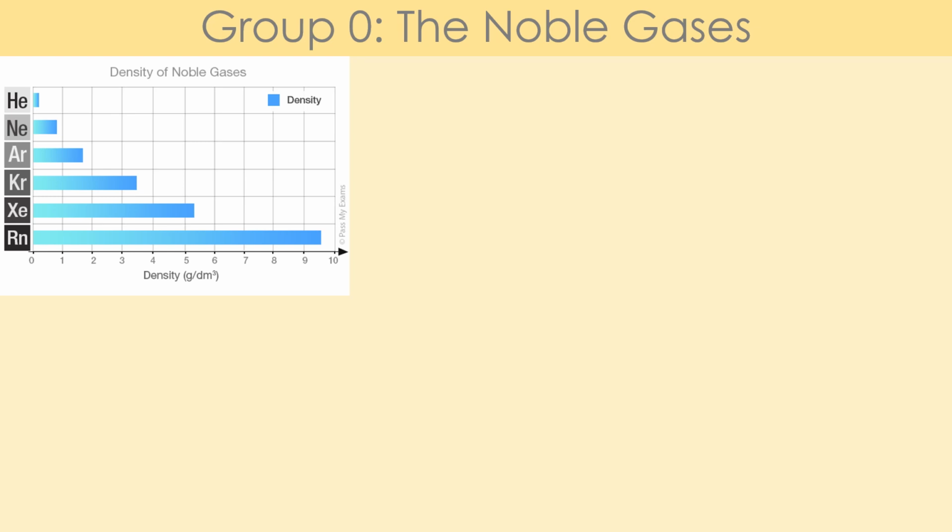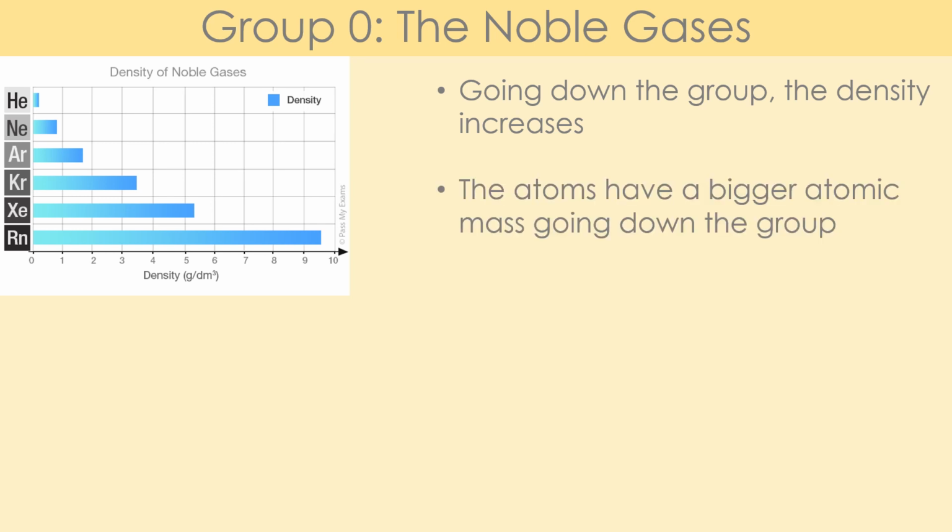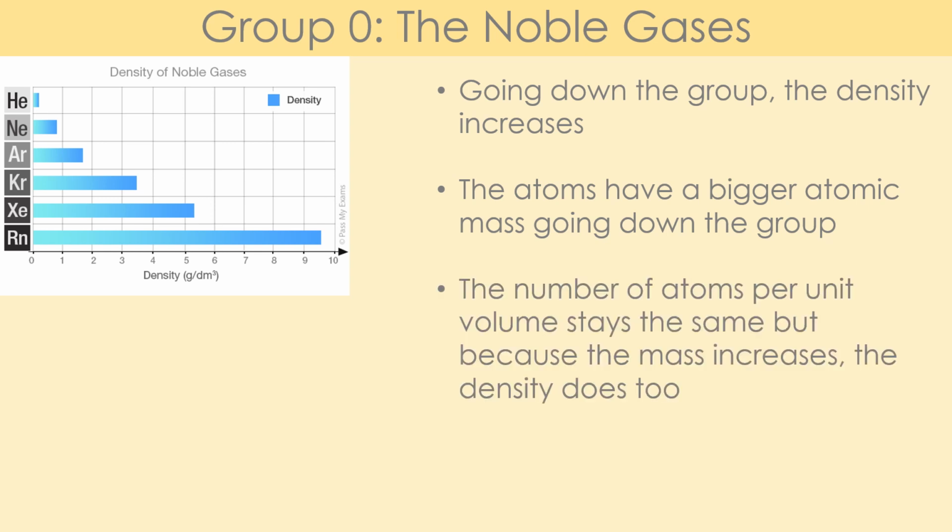So we've now got the density. As you can see, as we go down the group, the density increases. Helium has the highest density, or the lowest density, sorry, and radon right at the bottom has a much, much higher density. Our statement again, going down the group, the density increases. That is a statement. We can try and remember that fact. They may ask it in the exam. Our reason why, and that is because our atoms have a bigger atomic mass going down the group. As we go down the group, they get heavier. The mass increases.